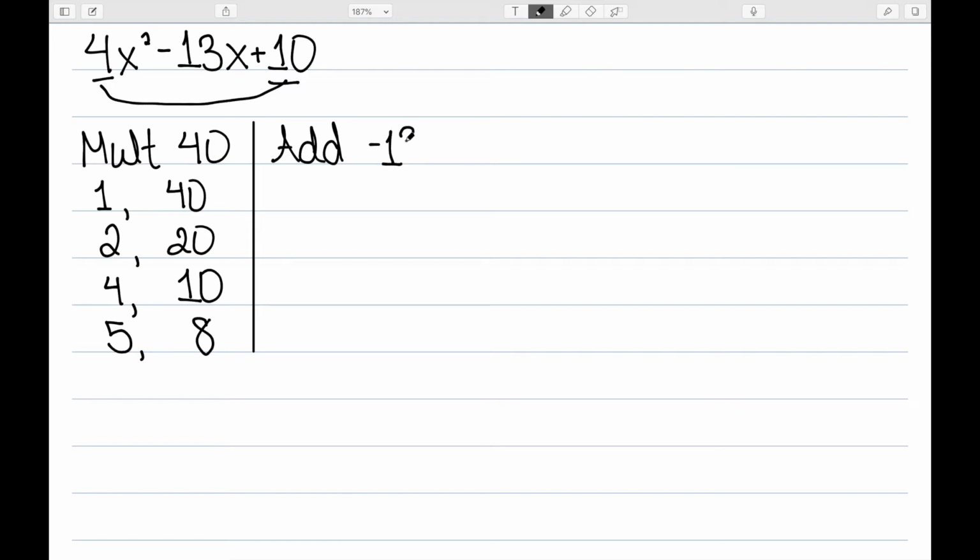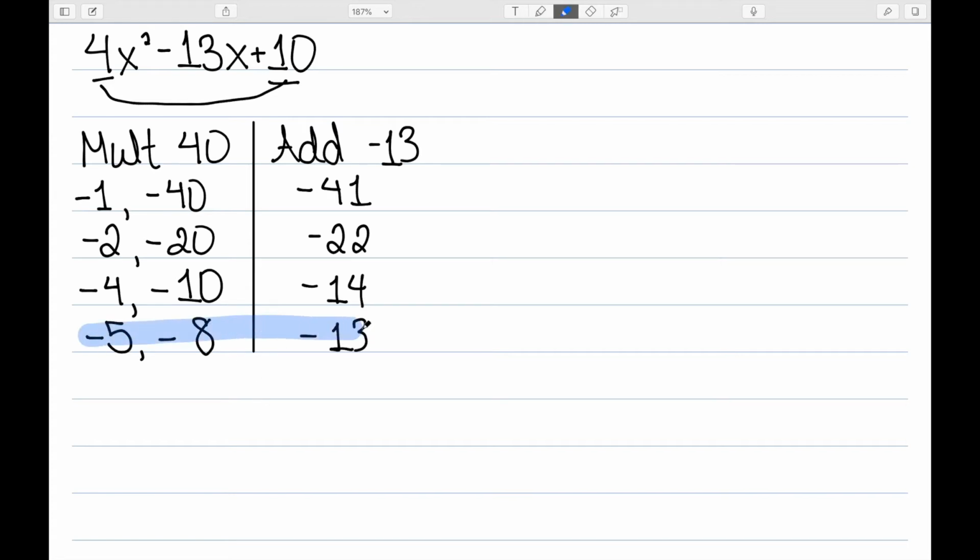And just like before, if I have something that multiplies to be a positive and adds to be a negative, I really need to be considering negative 1 and negative 40, negative 2 and negative 20, negative 4 and negative 10, negative 5 and negative 8. These add to be negative 41, negative 22, negative 14, and negative 13, which is what I needed. So I'm going to rewrite 4x squared minus 5x minus 8x, coming from these two terms here, plus 10.